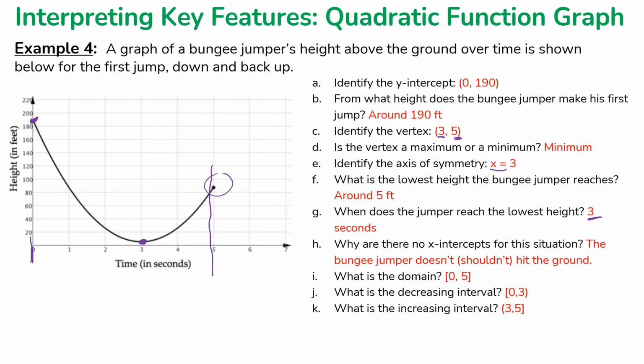What is the decreasing interval? So it goes from 0 to 3, so it decreases. Remember, we read from left to right. So it decreases here, and it stops here, so from 0 to 3, and it is increasing up here, so from 3 to 5. So hopefully you got them correct. If not, hopefully I was able to explain it just a little bit more for you.